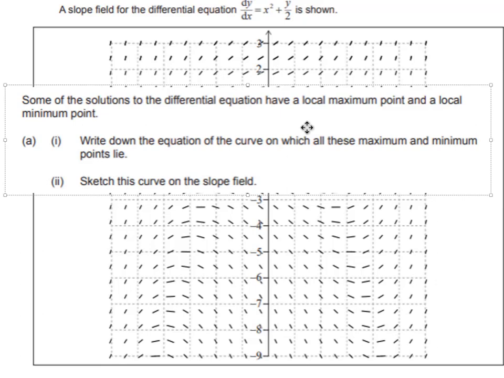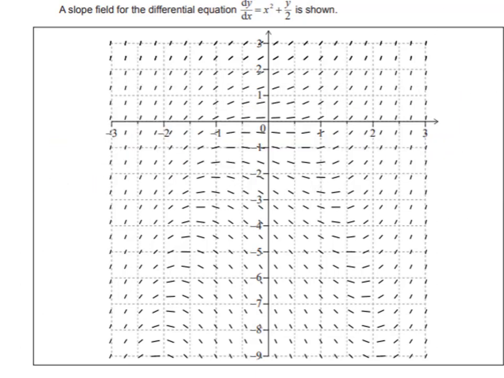Some of the solutions to the differential equation have a local maximum point and a local minimum. Let's just first of all investigate that. What does that mean? Well, let's imagine I started here, there. Then I would just sit in my rubber dinghy and follow the flow. It goes down there, and it would go around there. That doesn't have a minimum and a maximum. It's only got a maximum.